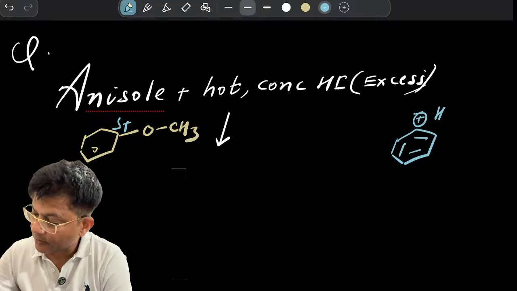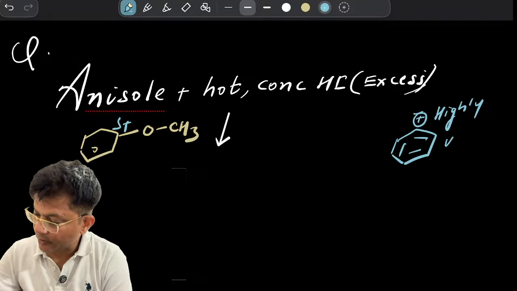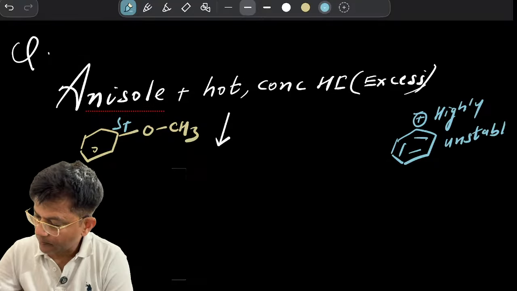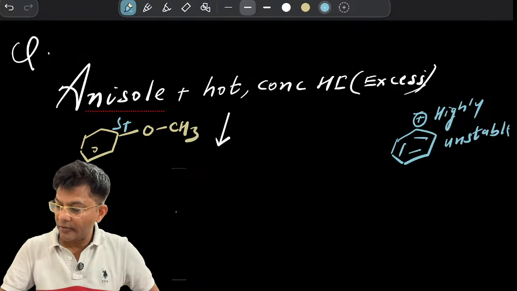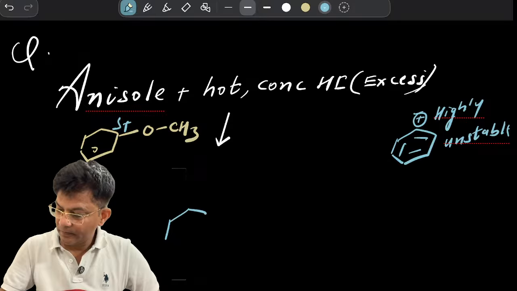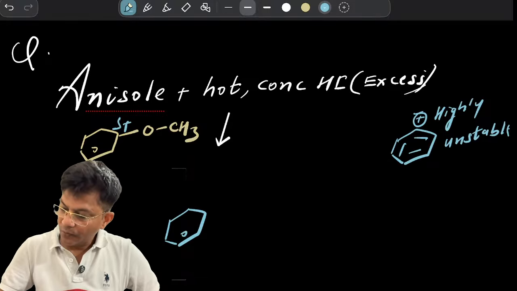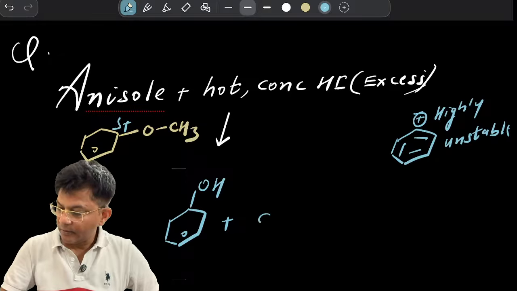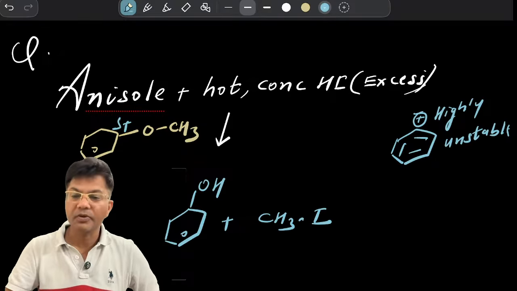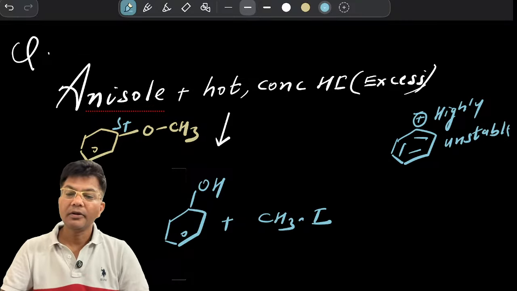Are you getting my point? GOC, highly unstable. So your answer is phenol plus methyl iodide, and phenol will not further react with HI. This is the answer, right?